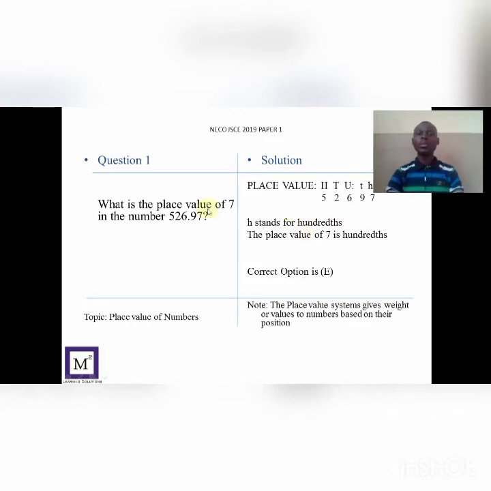But because the question is just asking us for the direct place value, we won't waste time; rather we'll just say, since h is on top of 7, meaning 7 occupies the place value hundredths, and therefore our answer is 700. And if you check the past question, the option is E. Key concept: the place value system gives weight or values to numbers based on their position. So the position here determines the value that 7 has, and that is 100.